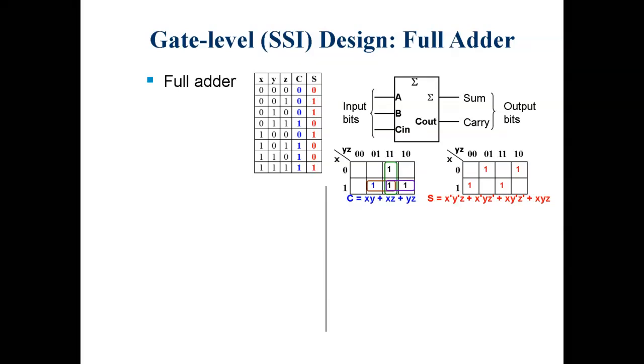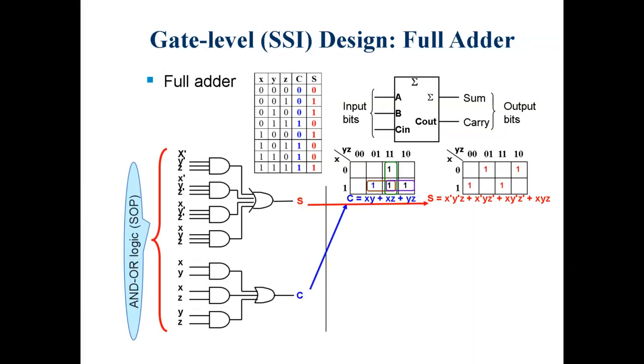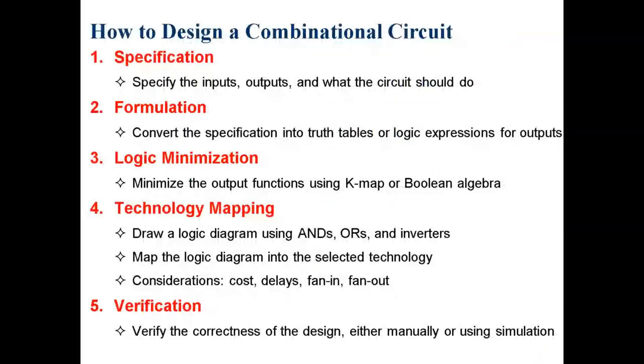Good. So now what's there? Now how can we design a combinational circuit? If we want to design a combinational circuit, we specify the inputs and then we specify the outputs.